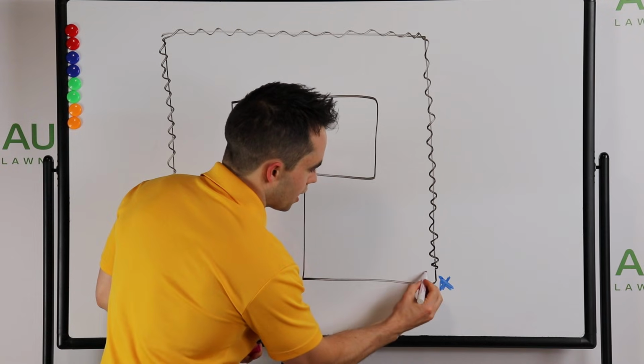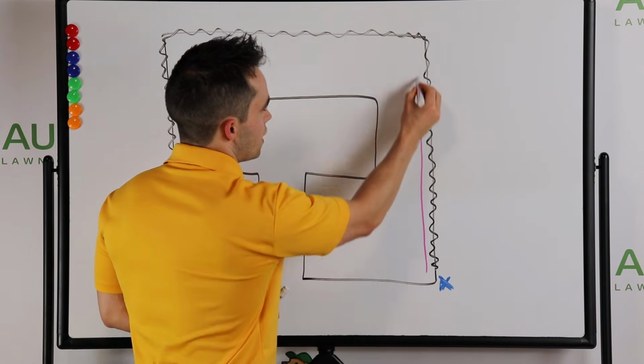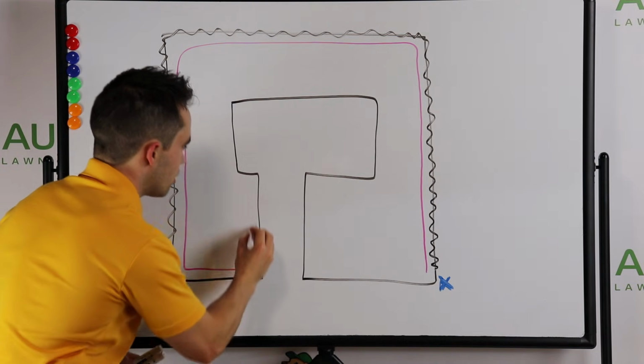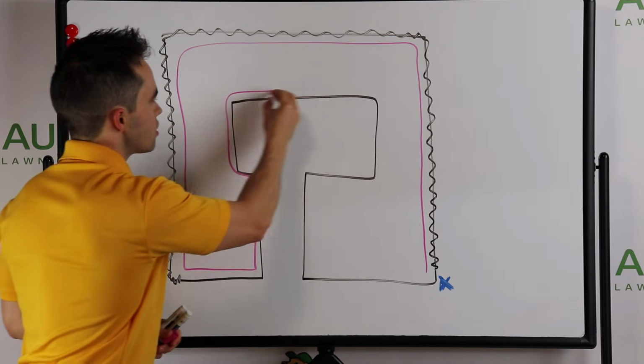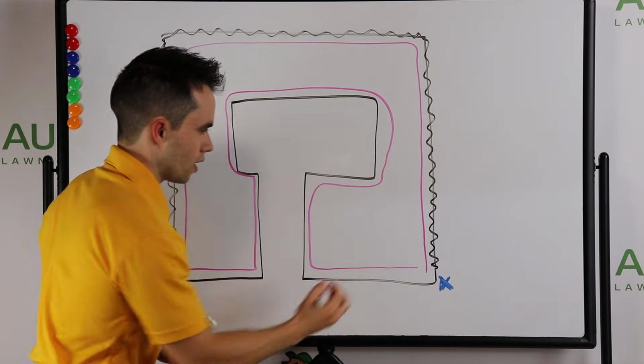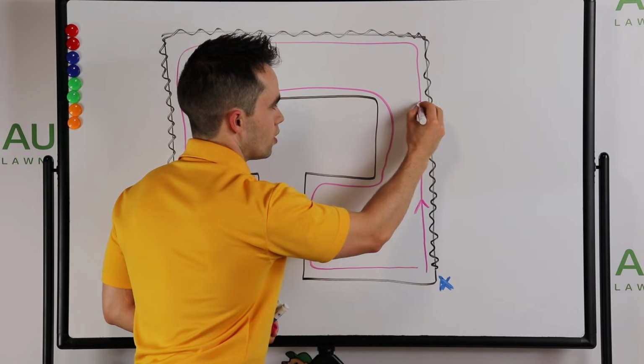I'm going to start here and go all along this fence, come back along this fence, edge along here, and go around the house. At the end of the day, I'm going to end up right back here where I started. But the entire time, I'm going one direction.